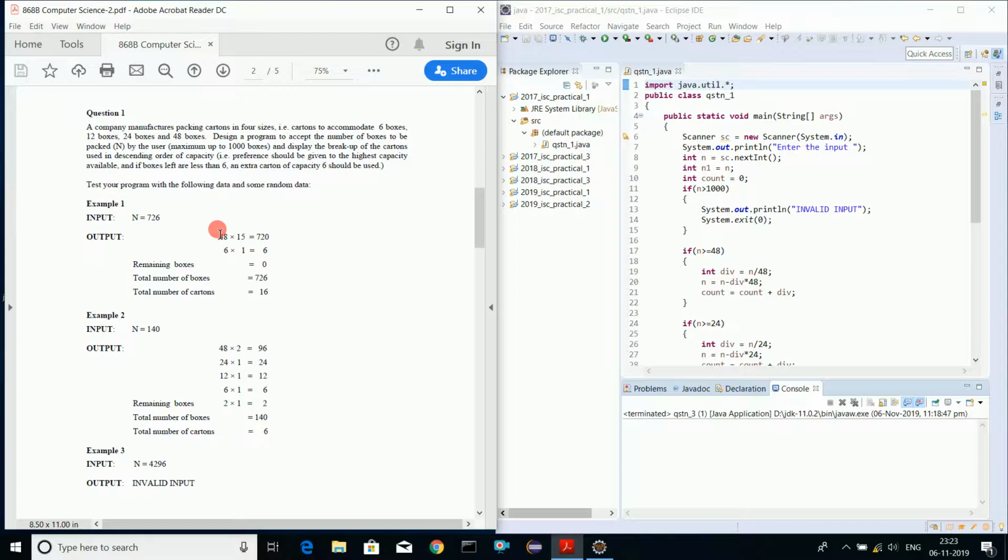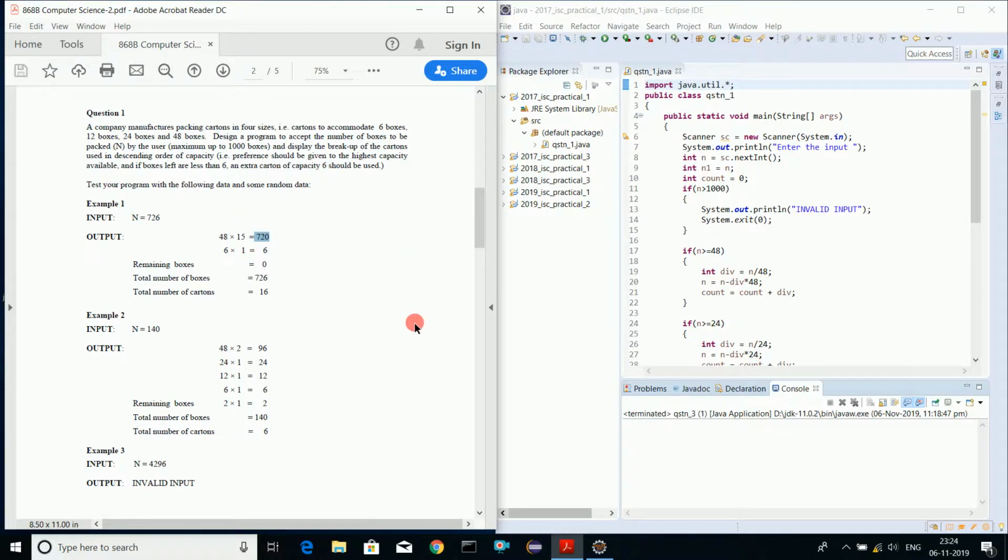Basically, what I mean to say is, this is the total number of boxes, and I need to accommodate them into different cartons. I should start with the highest carton capacity, the first being 48 boxes. So I will start with the 48 boxes carton capacity. I will require 15 cartons, each of 48 boxes capacity, so that it will fill 720. And the rest left is 6, I'll give to the 6 boxes carton. I hope you got that.